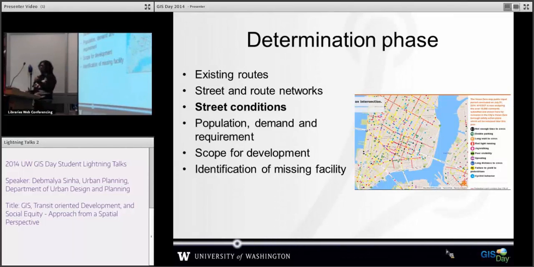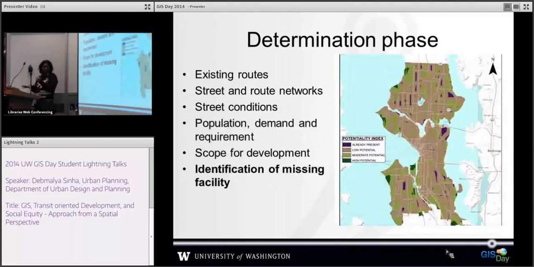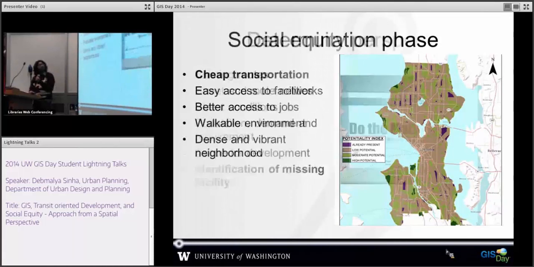And also you go for the population demand and requirement: what's the population trend, whether it's increasing or decreasing, what's the demand of the people of that particular neighborhood, and what required areas or facilities are lacking. Also you check for the scope for development, whether there is suitable land for any facilities, and you also check for the missing facilities that should be added in those areas.